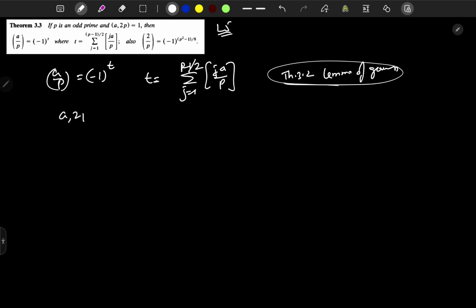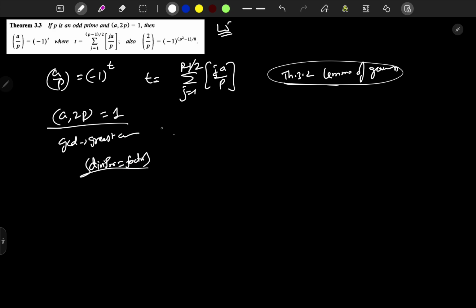Okay, so consider GCD(a, 2p) equals 1. Observe that. What do you mean by GCD? GCD just means greatest common divisor, meaning common factors. Divisor is also known as factor.